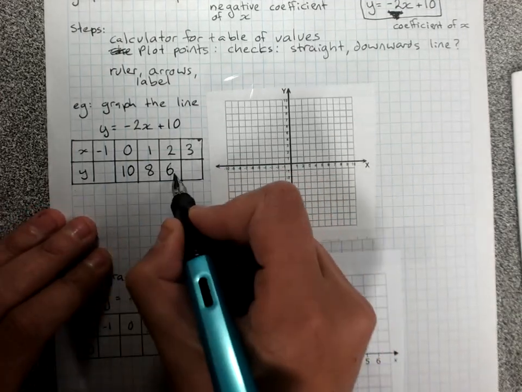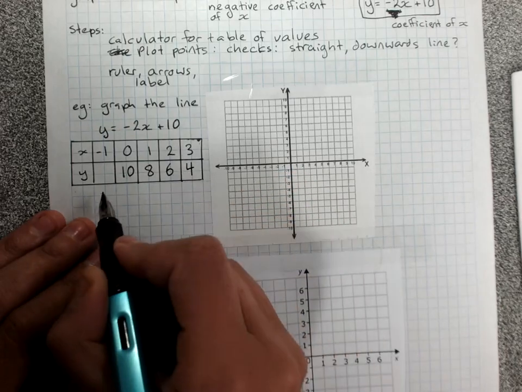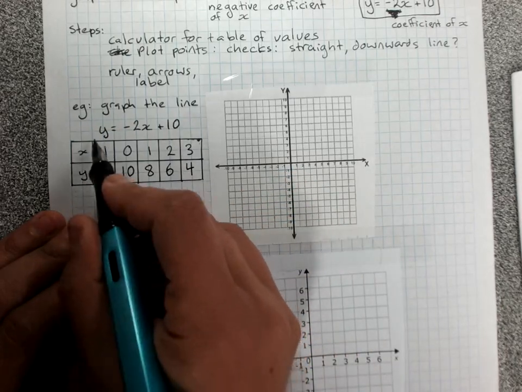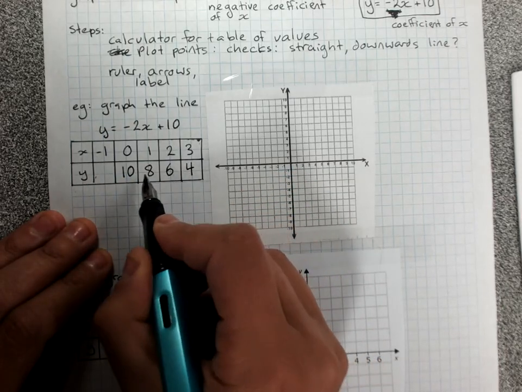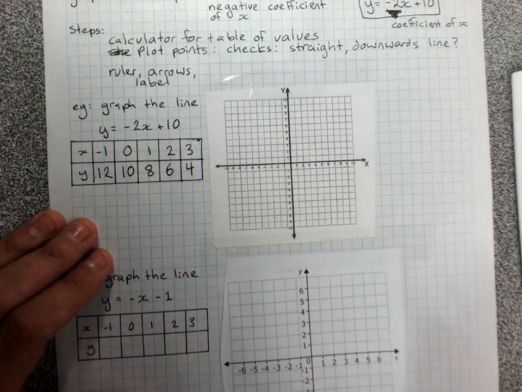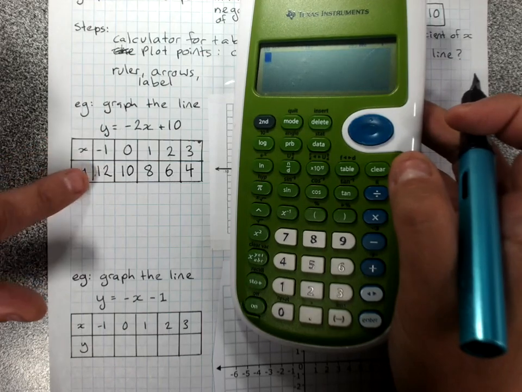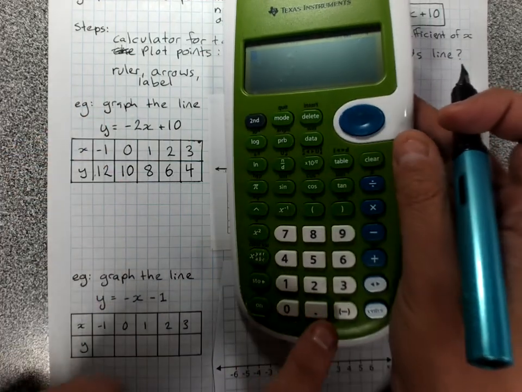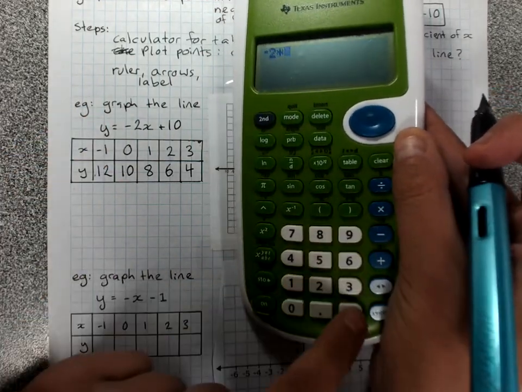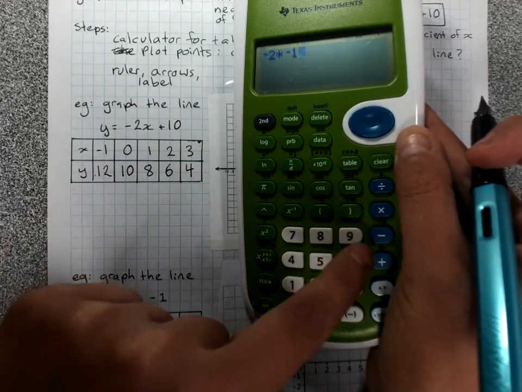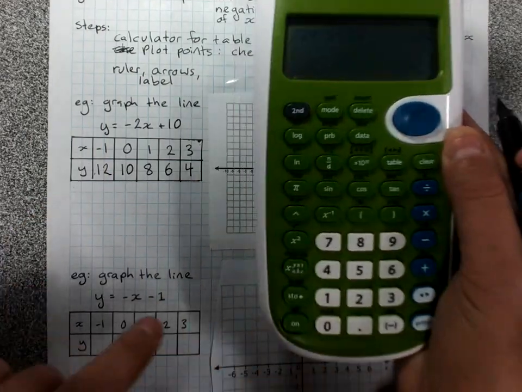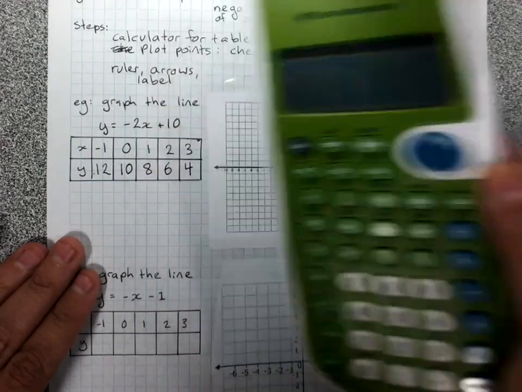So you can predict this one would be 4. And you can even predict this one over here where the negative is if you want, because following the pattern back, that would be 12. But of course, if we prefer, we could have got this answer with our calculator. -2 times -1 for x plus 10, 12.